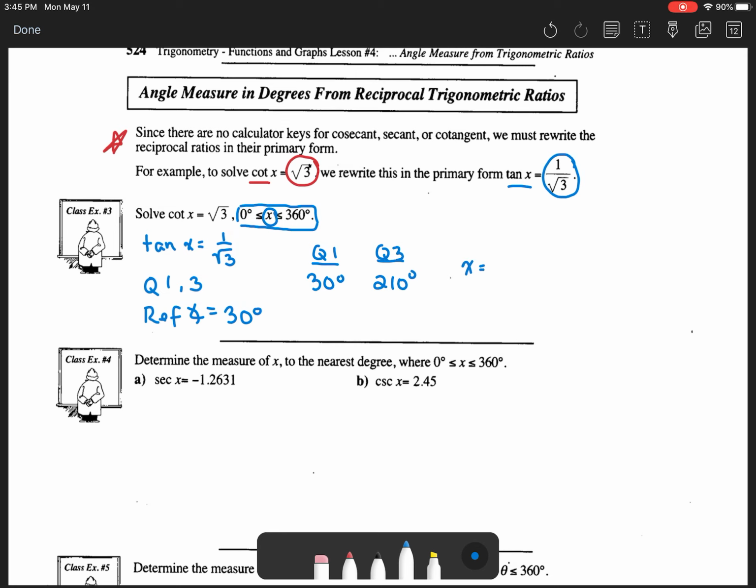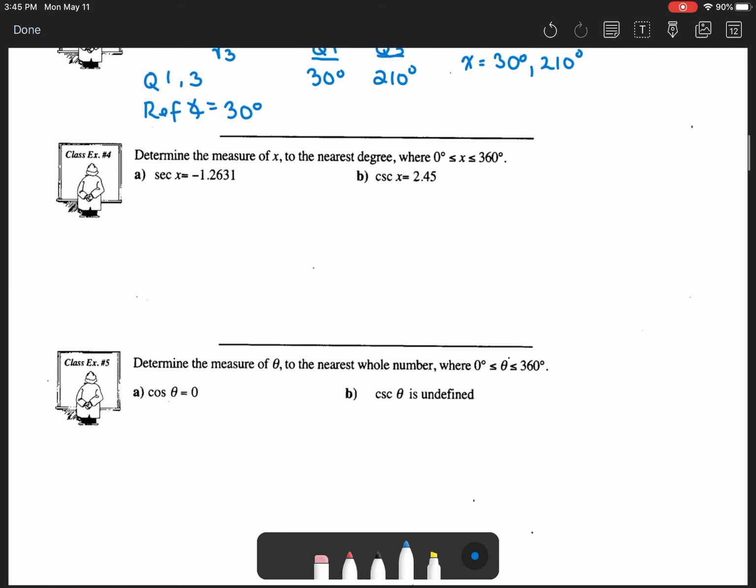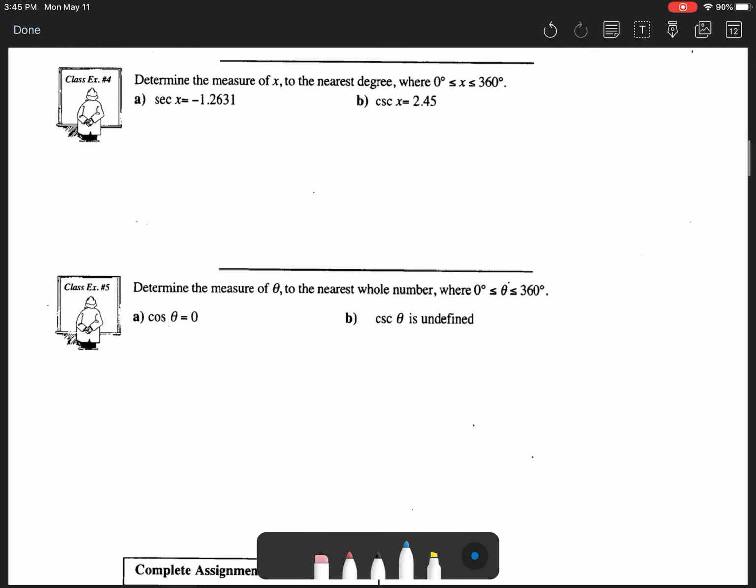So you'll see in this question, they're not saying theta, they're saying x. So I say x is equal to 30 degrees and 210 degrees. And there are my 2 solutions. Okay, so we're going to practice the same basic idea with the reciprocal ratios in the next 2 examples and see if it makes sense.